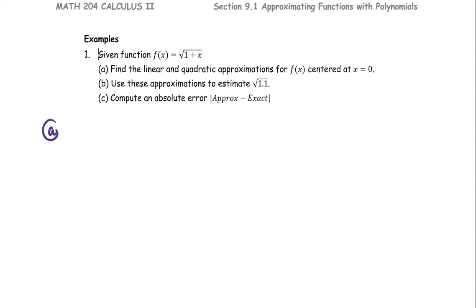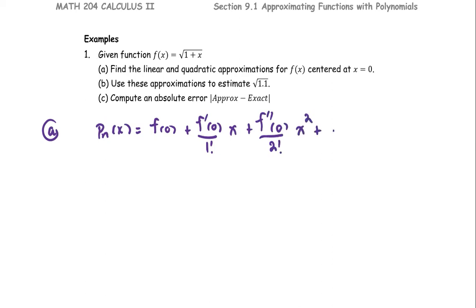For part A, we're going to use the Taylor approximation to find the linear and quadratic approximation centered at x equals 0. So the Pn at x, or the Taylor polynomial centered at x equals 0, is f at 0 plus f prime at 0 over 1 factorial times x plus f double prime at 0 over 2 factorial times x to the second plus f triple prime at 0 over 3 factorial times x to the third up until the nth derivative at 0 over n factorial times x to the power n.